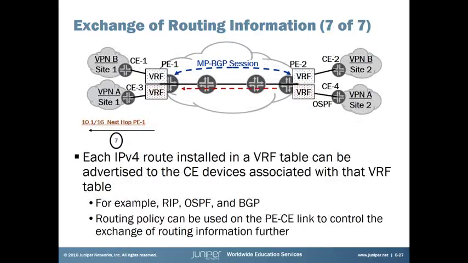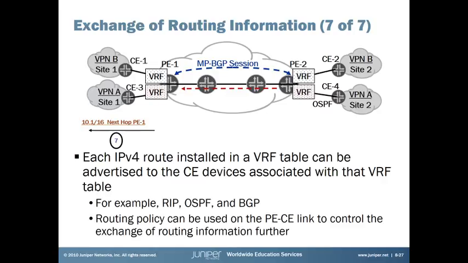Okay, so each IPv4 route installed in a VRF table can be advertised to the CE device associated with that VRF table. So what happens is the routes arrive over here in the other VRF at the other end. They originated over in CE1, they get sent across from PE1 to PE2, and then they are re-advertised across to CE2. So the CE2 site now has connectivity across to site 1.